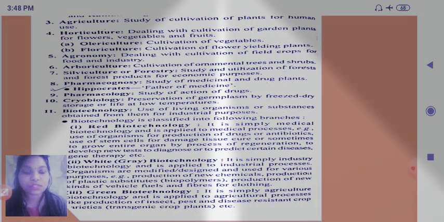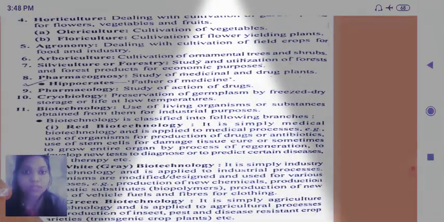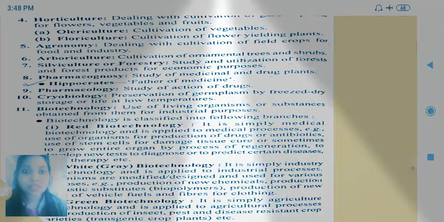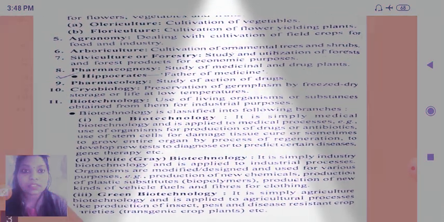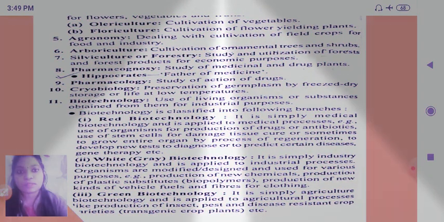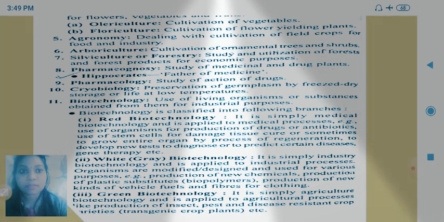Then pharmacognosy means the study of medicinal and drug plants. We know that most plants have medicinal values, and their parts like leaf, bark, stem and roots are used for medicinal purposes. The study of medicinal and drug plants is known as pharmacognosy. Hippocrates is known as the father of medicine.